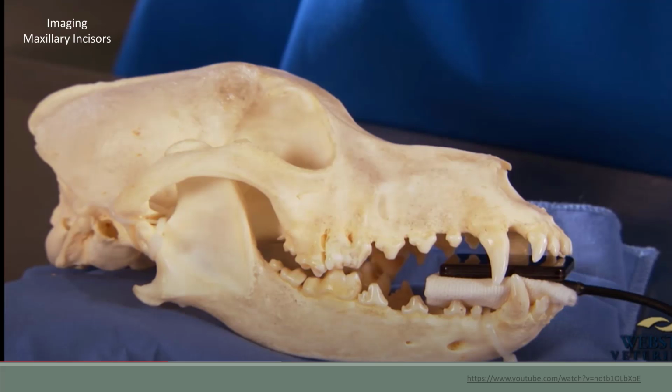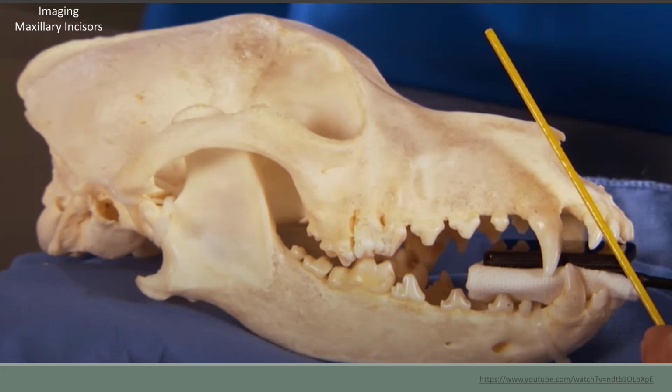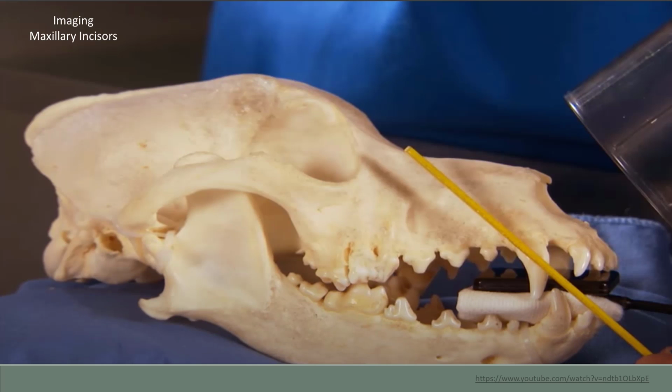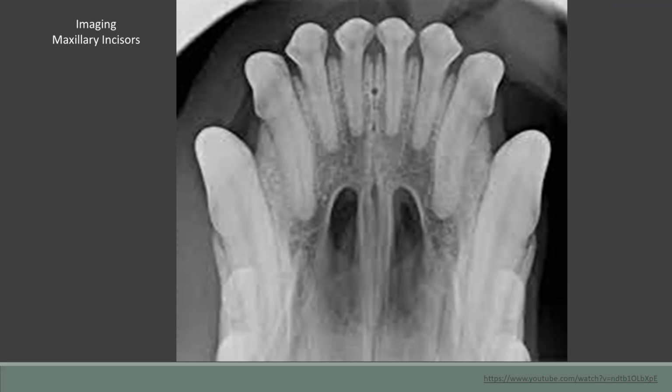For imaging the maxillary incisors, the sensor plate is inserted into the mouth so that the incisors are resting on the edge of the short side of the sensor. You want the sensor to be as parallel to the table as possible. The plane of the sensor is here. The plane of the incisors is this plane. Therefore, the bisecting angle is in this plane. The aiming cylinder is then brought in perpendicular to the bisecting angle. This is an example of the type of image that this technique would produce.